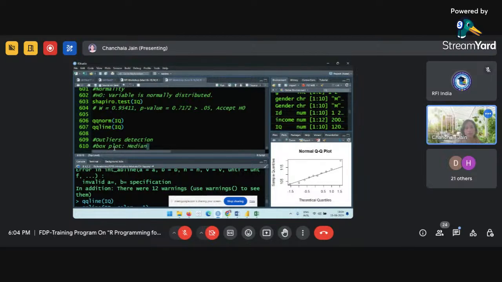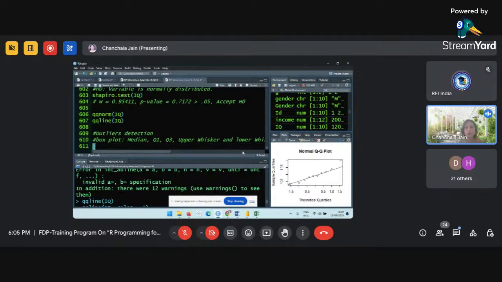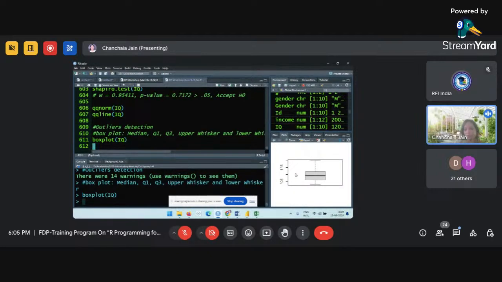the median, quartile 1, quartile 3, upper whisker, and lower. So these are the components of the box plot. Using that, you need to see whether your variable is showing any outlier or not. So you need to use a function called boxplot and pass the name of your variable, and then you can press the Control Enter. I hope it is visible to you.